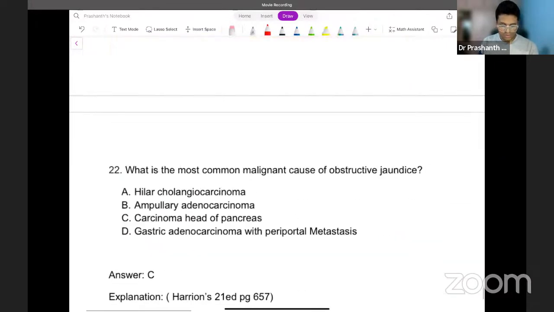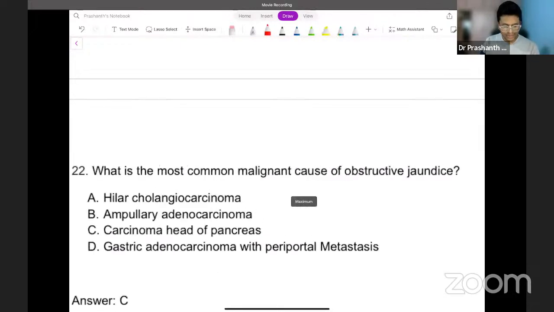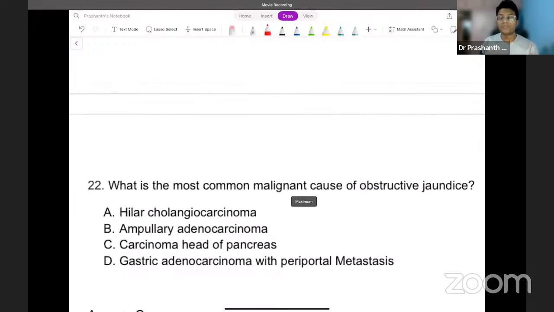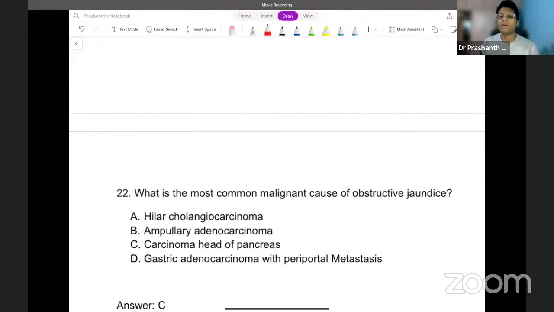Let's go to the next question, which is the most common type of malignant cause for obstructive jaundice. In this question, you might have some controversies with respect to the way you answer, but remember, most of the time they're talking about adults, mostly in middle and elderly age group. The most common type of malignancy presenting as jaundice is actually carcinoma of the head of pancreas.